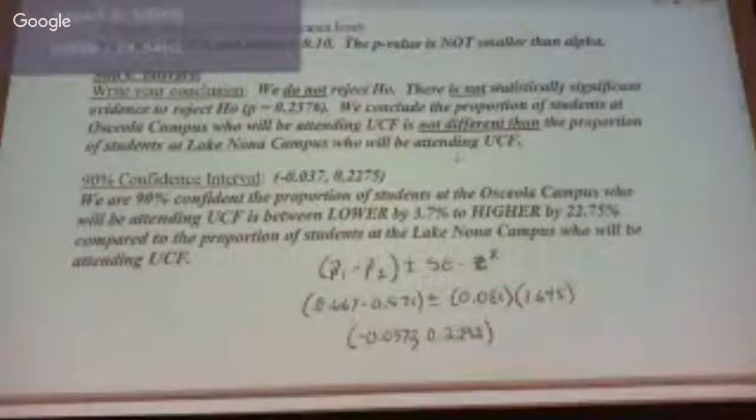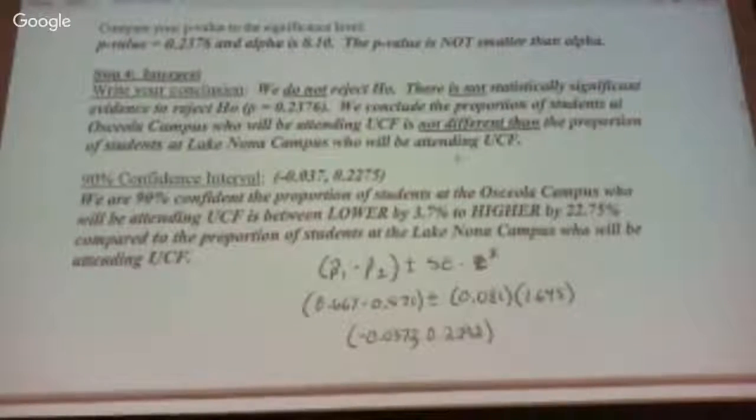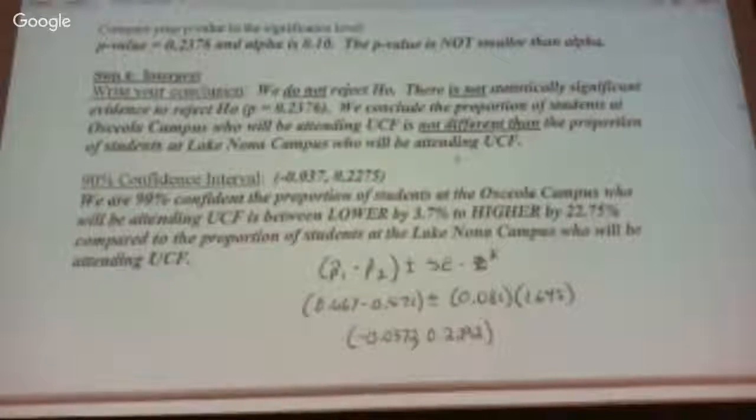So we write our conclusion. The p-value is not smaller than alpha, so we do not, or fail to reject H0. There's not enough evidence to reject H0. We conclude that the proportion of students at the Osceola campus who attend UCF is not different than the proportion of students at Lake Nona. Remember we have that little conclusion chart in our notes? The opposite of not equal to is not different than.